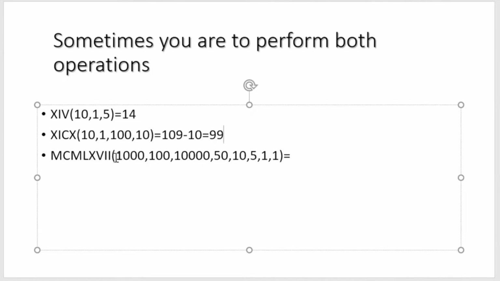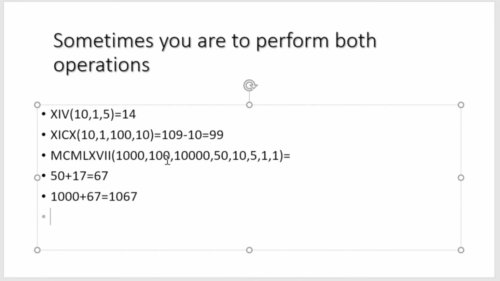Now we'll start from the right-hand side and move towards the left. 1 and 1 are the same size, so we add them: 1 plus 1 is equal to 2. Then we have a 5, which is greater than 2, and 2 is on the right-hand side, so we add them: 5 plus 2 is equal to 7. Now we have 10, which is greater than 7, so we again add them: 10 plus 7 is 17. Again we have 50. 50 plus 17 is equal to 67, right? And then we have 1000, which is greater than 67, so we add these 2: 1000 plus 67 is equal to 1067, right?